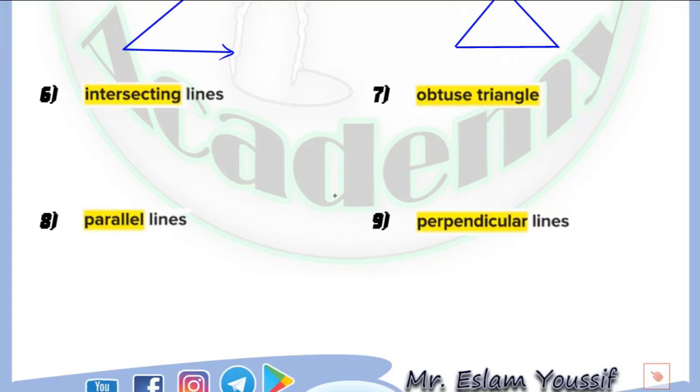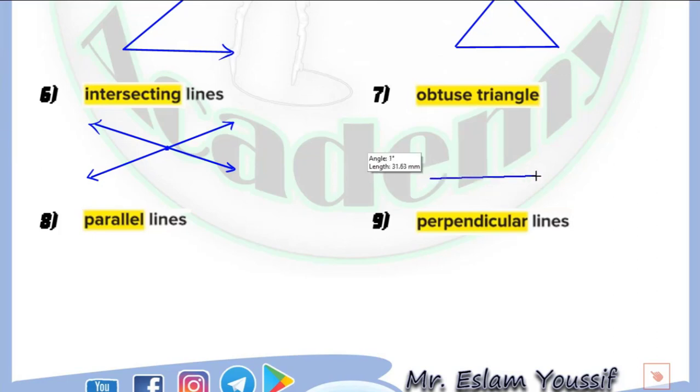In number 6, we need to draw two intersecting lines. That is the first line, and that will be the second line. They are forming a cross. The meaning of intersecting is that they meet together at one point, and they are not forming a squared corner. In question number 7, we need to draw an obtuse triangle.